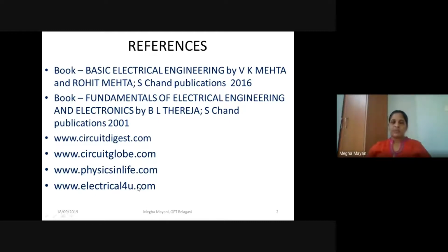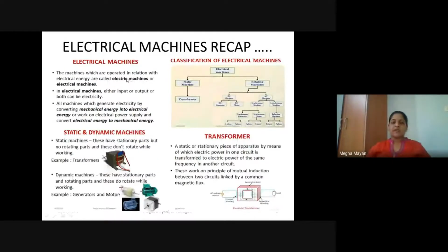Let's have a short recap on the previous sessions. We were discussing electrical machines. We have defined what an electrical machine is: a device that converts electrical energy to mechanical energy or vice versa. And we have also discussed the classification of electrical machines. Machines can be static or dynamic type, and the transformer is an example of a static machine. DC motors or DC machines and AC machines are examples of dynamic machines.